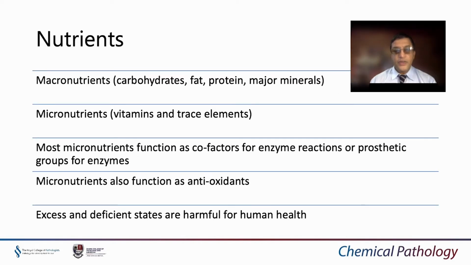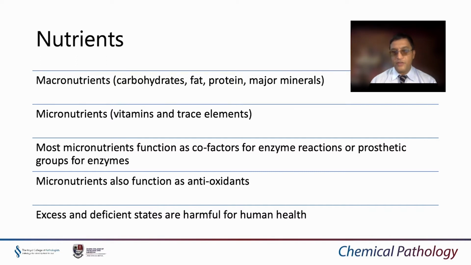Nutrients. Nutrients can be divided into categories of macro and micronutrients. Macronutrients define carbohydrates, lipids, protein, and major minerals. Micronutrients, on the other hand, consist of vitamins and trace elements, and it is this that will be the focus of our lecture. Most micronutrients function as cofactors for enzymes, or prosthetic groups for enzymes.